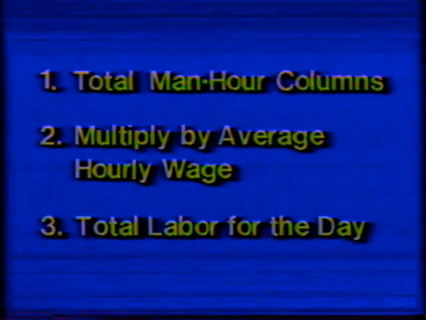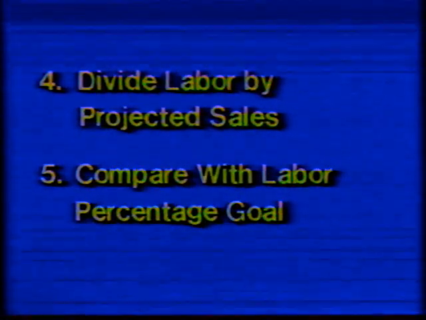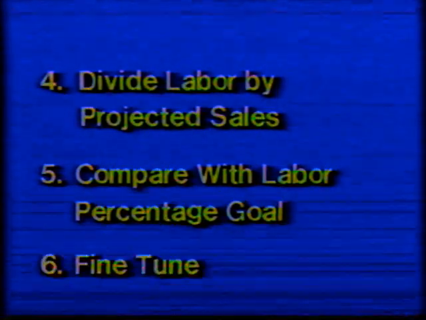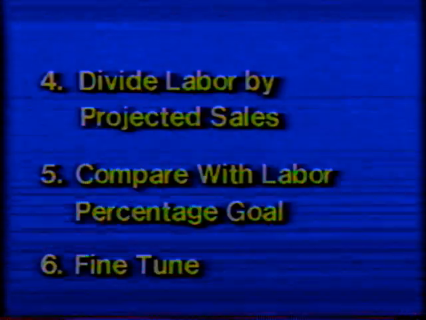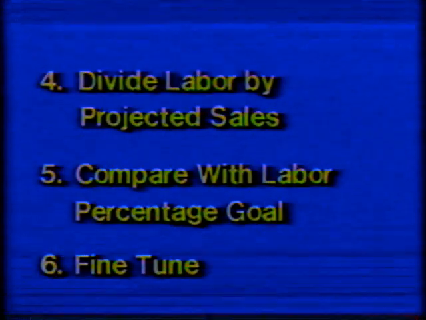Once again, a brief recap of the procedures you should follow while the tape is turned off. 1. Total your columns of your man-hours needed inside and outside. 2. Multiply those numbers by your average hourly wage. 3. Total labor for the day. 4. Divide your labor by your projected sales. 5. Compare your projected labor percentage with your labor goal for that volume. 6. Make refinements to your man-hour needs to make your labor guidelines coincide. You may now turn off the tape.